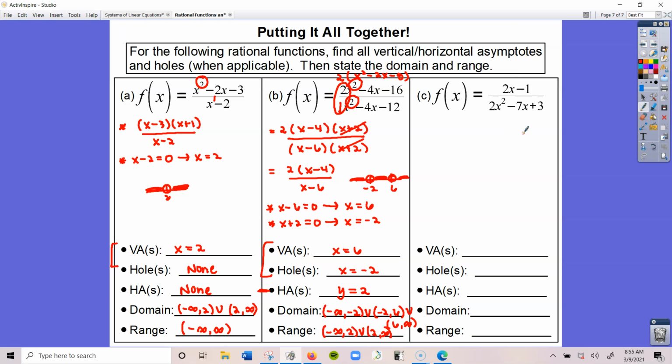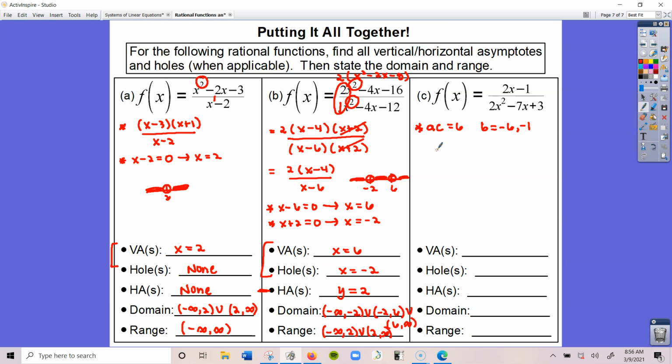Now let's look at this final example. We have 2x minus 1 over 2x squared minus 7x plus 6. I can't factor the numerator, but I can factor the denominator. But in this case, I would have to use the AC method, since we have a number in front of the x squared that I cannot divide from every term. So first, we're going to figure out what is A times C. 2 times 3 is 6. And the two numbers that multiply to give me 6, but add to give me -7, are -6 and -1.